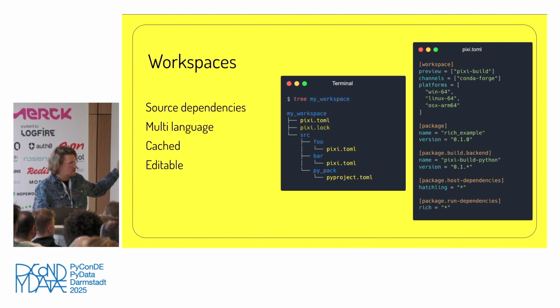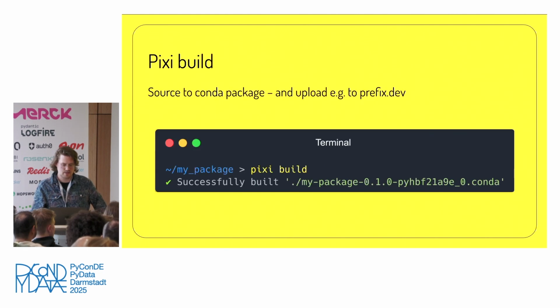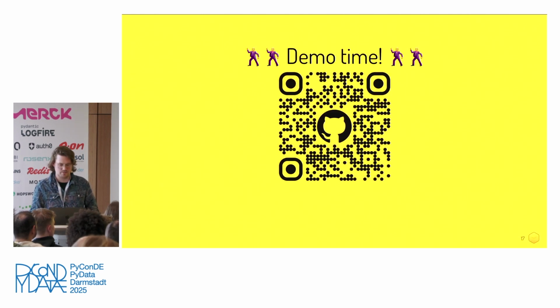And then we support multi-language. It's all cached, and we also have editable installs for Python. And you can use Pixie Build as one command as well to actually build it into a proper conda package that you can then take and upload, for example, to a channel on prefix.dev or on an S3 bucket or on anaconda.org or wherever conda packages are supported. And I think now it's time for the demo.